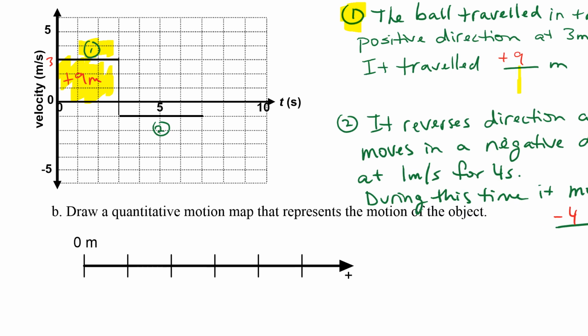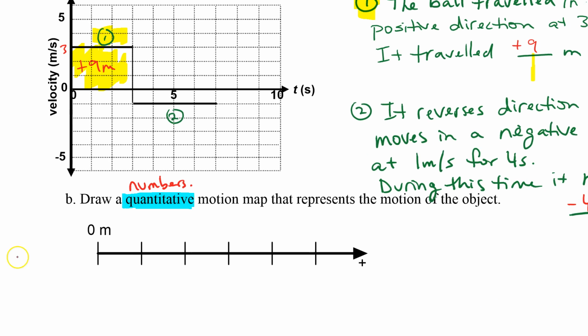Now it says draw a quantitative motion map that represents the motion of the object. Don't get too sloppy. Quantitative means we want to see some numbers. So I want this to be accurate. The first thing I'm going to say is that my dots represent intervals of 1 second that goes by. And I've got 1, 2, 3, 4, 5, 6, 7 seconds altogether, so I'm going to get 8 dots because the first one is at t equals 0. To begin with, I'm going to get up to 9 meters.